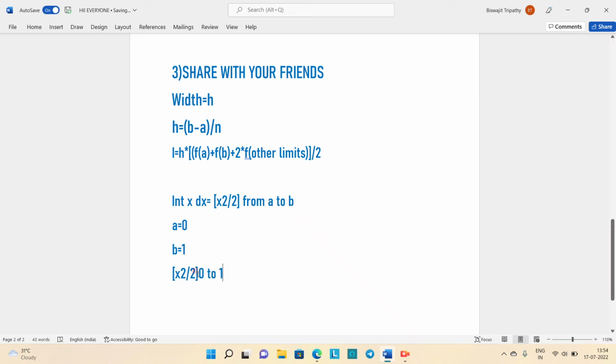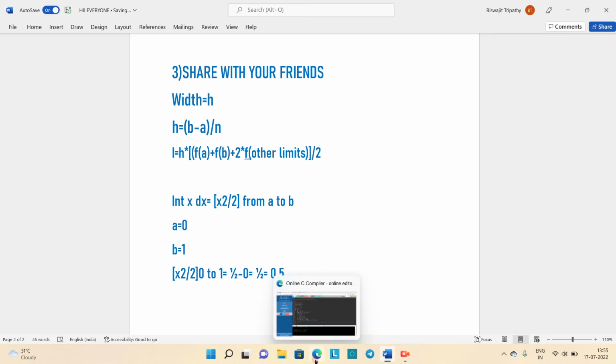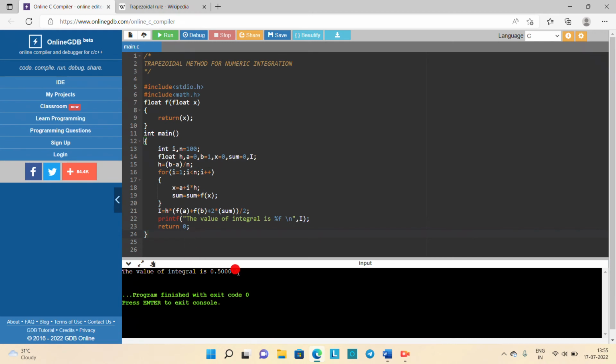Then for 0, this value is 0. For 1, the value is 1 by 2. So what will be the value? 1 by 2 minus 0, so that value will be equal to 1 by 2. Okay, 1 by 2, that we can say in the decimal format equal to 0.5. And what we are getting here is also 0.5.